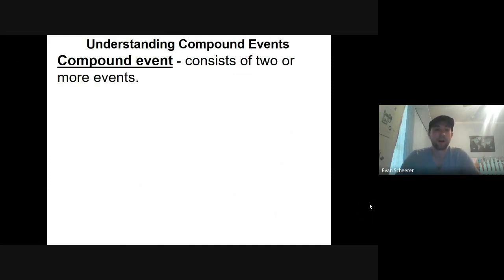All right, so like I said, compound. What is compound? Compound means multiple, 2 or more events. So if we want to understand compound events, you first need to know what compound means. Compound is multiple. So now we are working with more than one event. We need at least 2 events to occur in order to find the correct probability.